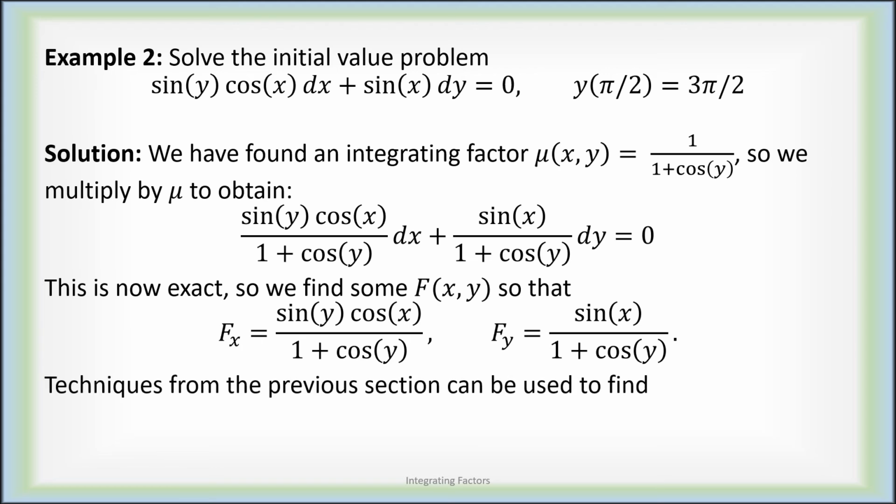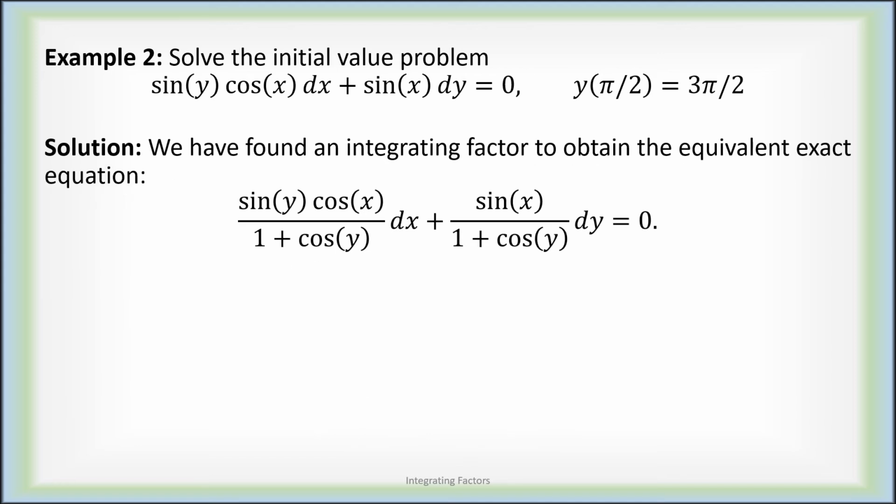We use the techniques from the previous section, what I termed as integrate, differentiate, integrate. And you'll find that capital F should be sine x sine y over 1 plus cos y. At this point, you can just double check that an x partial of this would be exactly that, and a y partial of this would be exactly that.